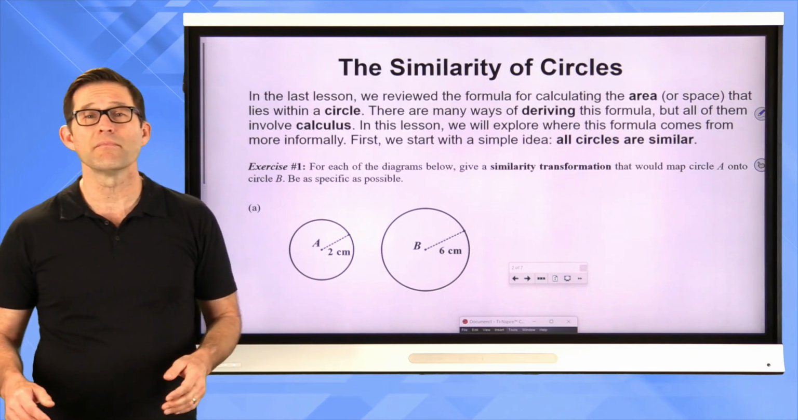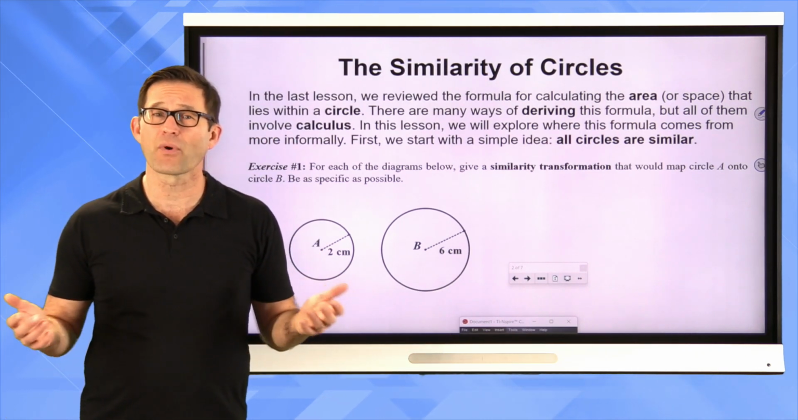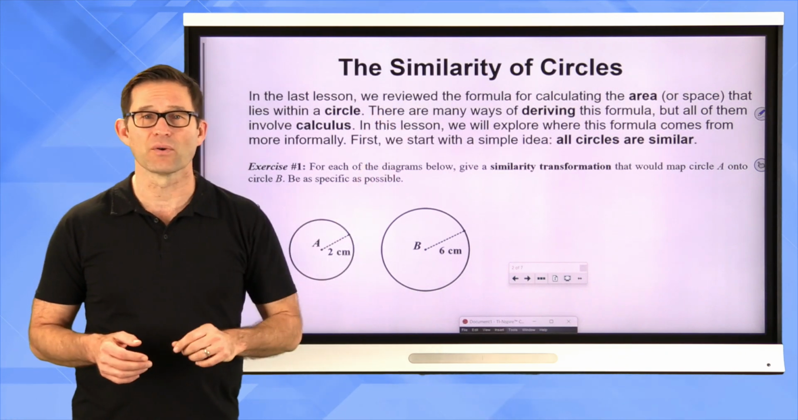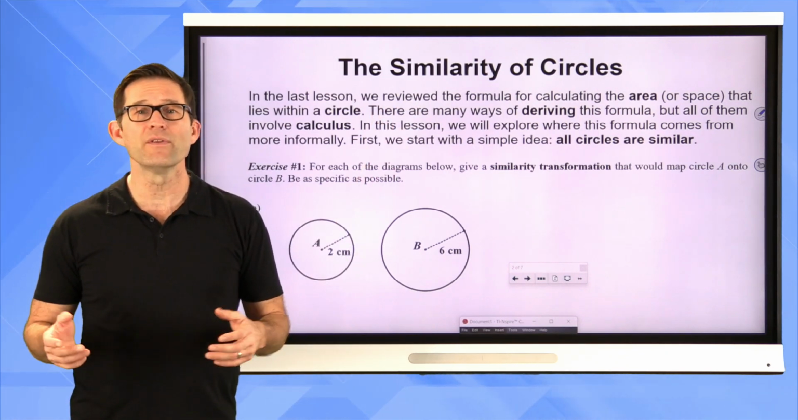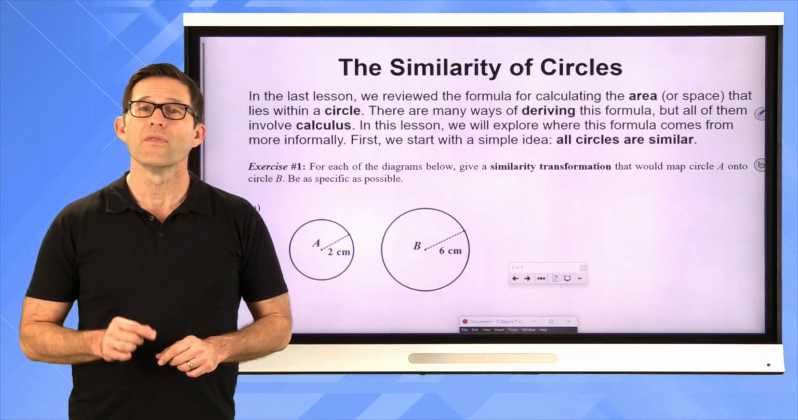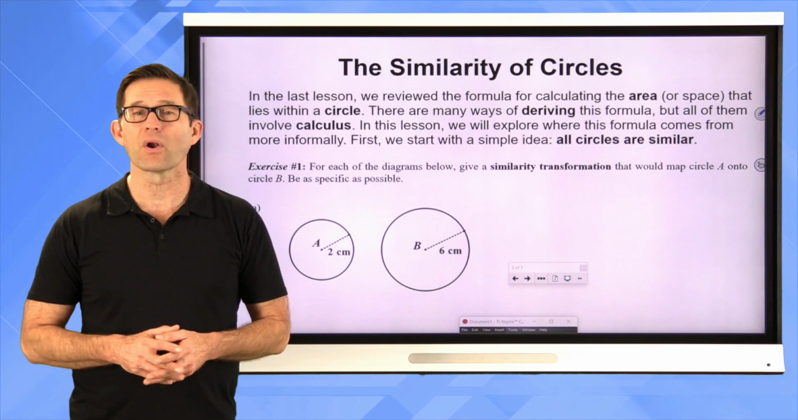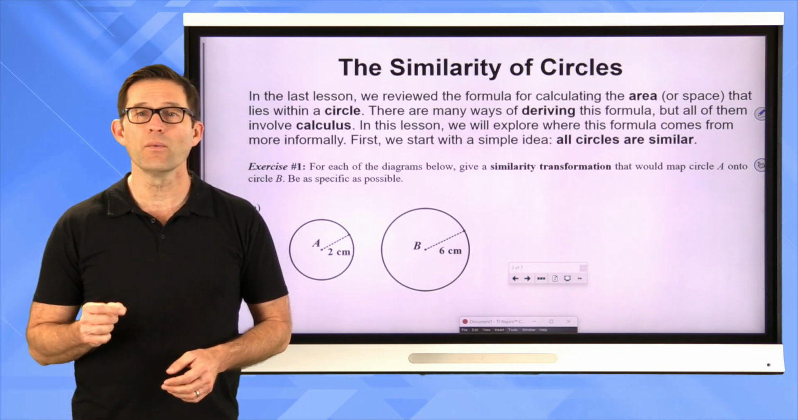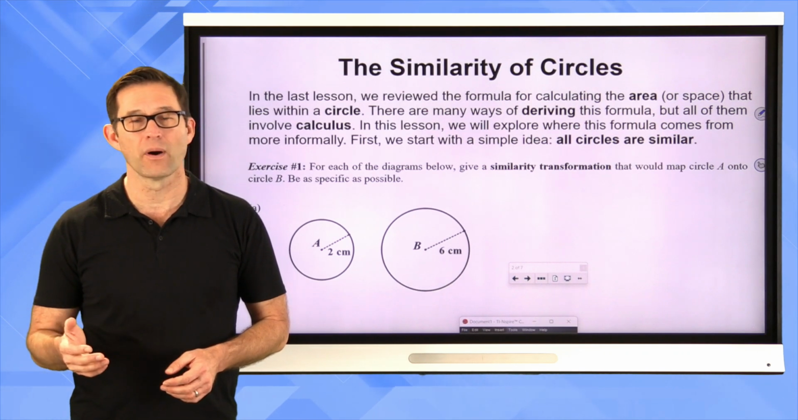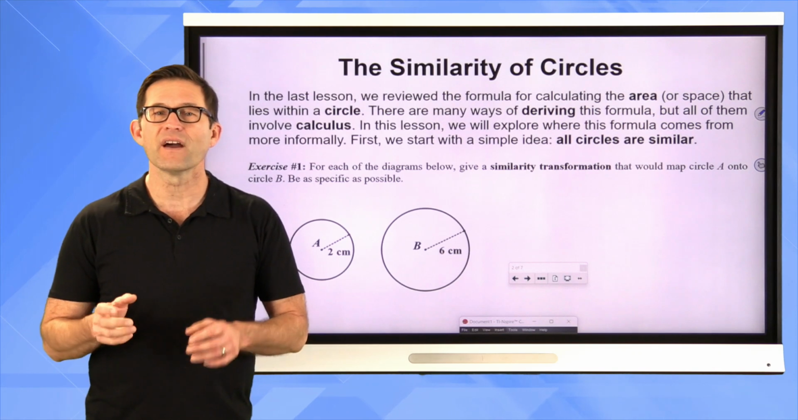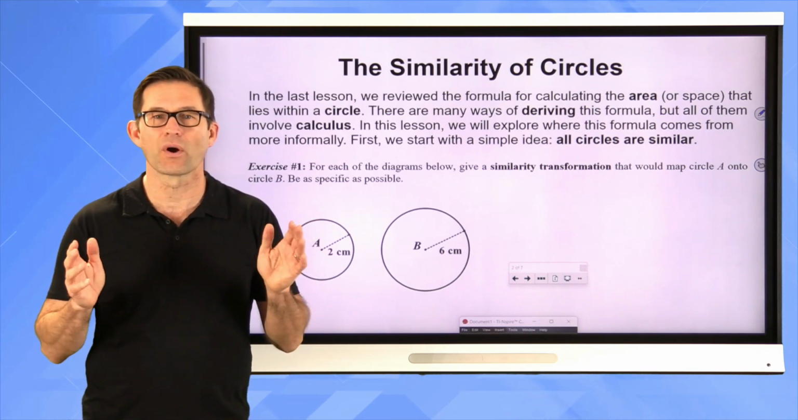But let's start by talking about something that's probably pretty obvious, but is important anyway, the similarity of circles. In the last lesson, we reviewed the formula for calculating the area, or space that lies within a circle. There are many ways of deriving this formula, but all of them involve calculus. In this lesson, we will explore where this formula comes from more informally. First, we start with a simple idea, the idea that all circles are similar.